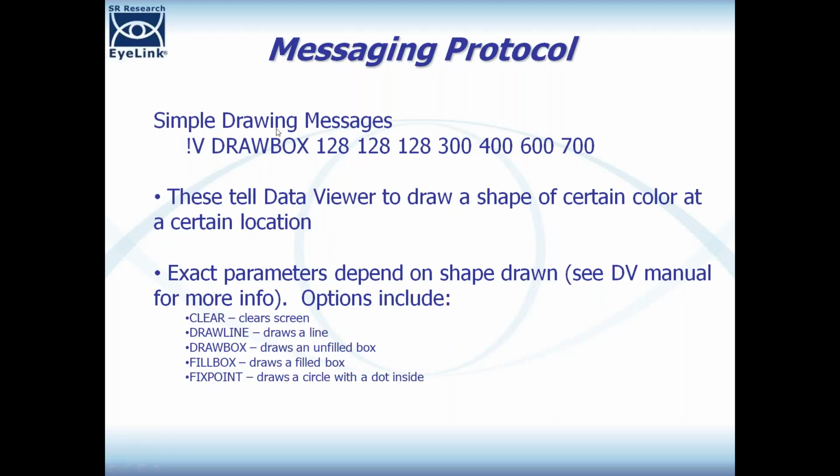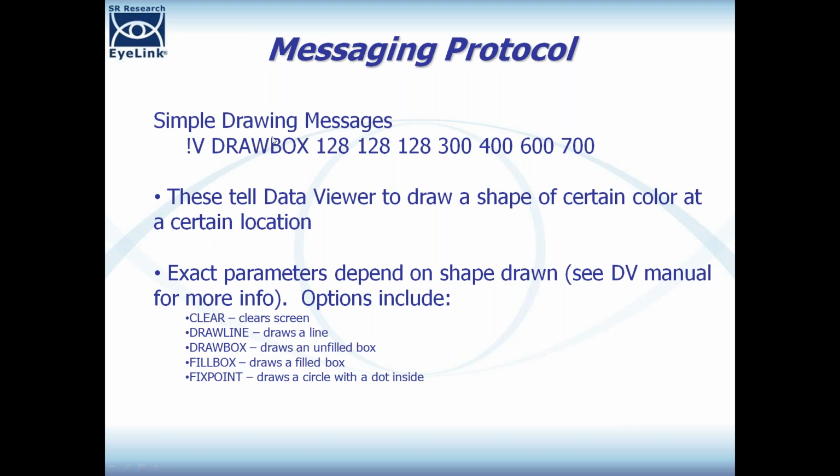Okay, if you don't have image files for your trial stimuli, for your experimental stimuli, then another option is to send simple drawing messages. So there are a few of these options. This one clears the screen. You can draw lines, you can draw unfilled or filled boxes, and you can draw just kind of like circles with dots inside. That's called fixed point. And each of these types of messages requires different values afterwards.